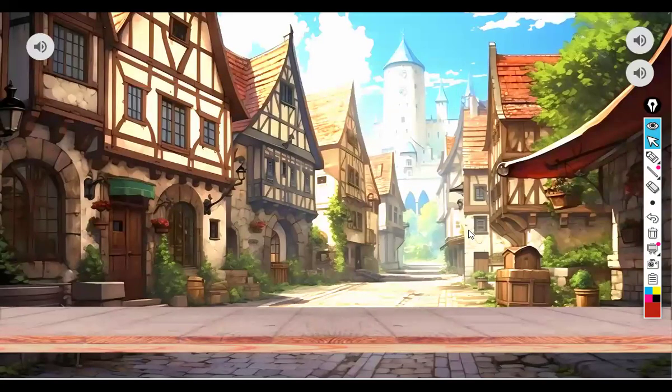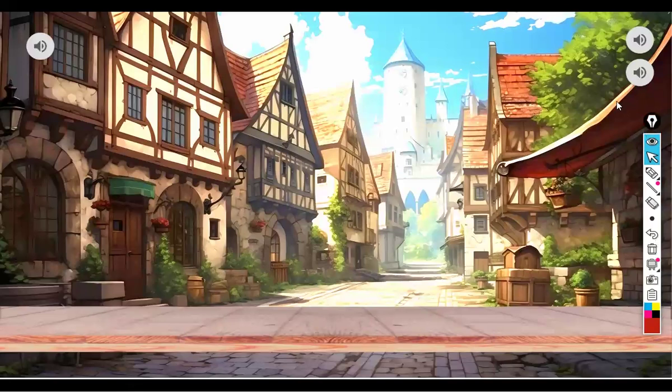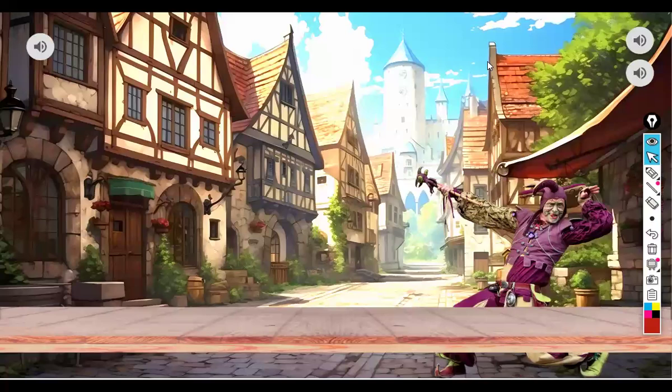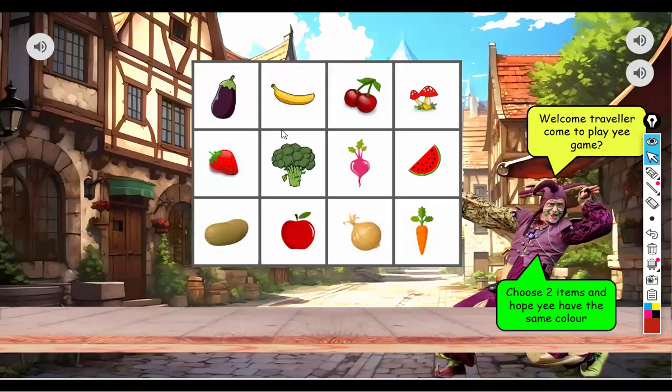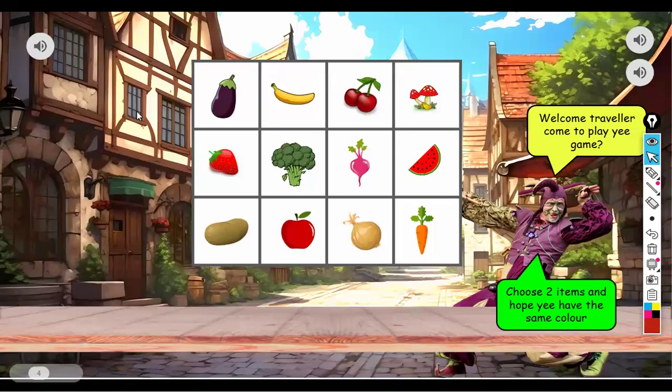All right, so we have a small little game to play here, right? I think class gets a little boring, so let's see if you all can win the game. We have a little jester here, and he wants you to play a game. You have to choose two items on the chart, and squares are going to change color. If your two items are the same color, you win a certain amount of points.